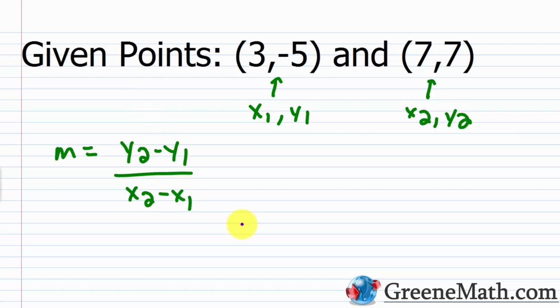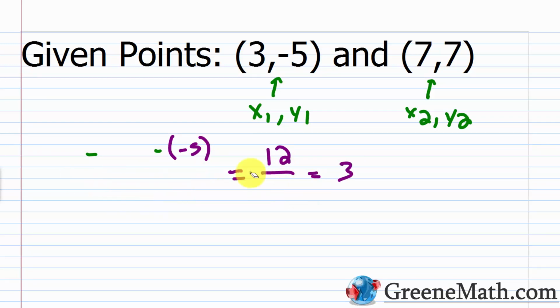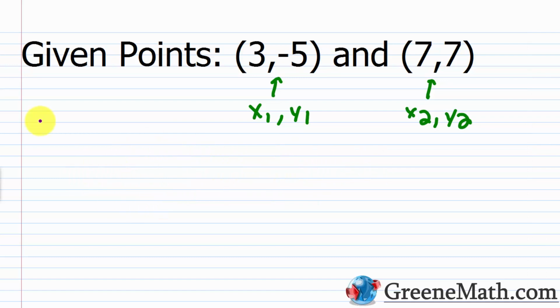So for y sub 2, I have 7. So let's plug that in. For y sub 1, I have a negative 5. Then for x sub 2, I have 7. And for x sub 1, I have 3. So what I'm going to have here is what? 7 minus the negative 5 is 7 plus 5. That's 12. This is over 7 minus 3, which is 4. So 12 over 4 is 3. So now I know my slope is 3. So let me erase this and just put m equals 3.